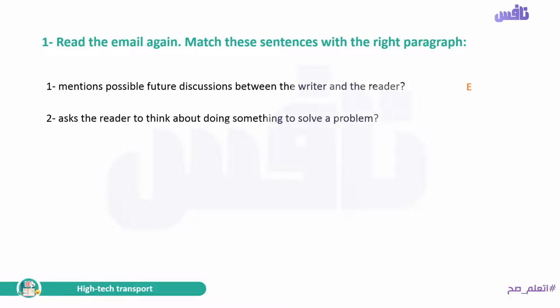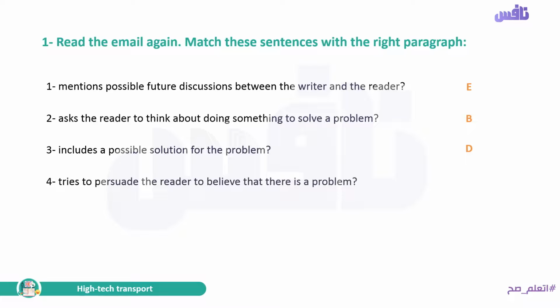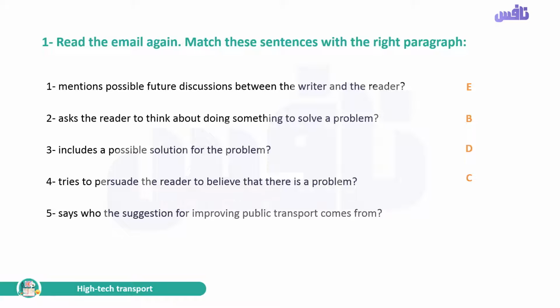Number 2 asks the reader to think about doing something to solve a problem. Which paragraph expresses this sentence? It's paragraph B. Number 3 includes a possible solution for the problem. Which paragraph has the solution for this problem? It's paragraph D. Number 4 tries to persuade the reader to believe that there is a problem. Paragraph C.